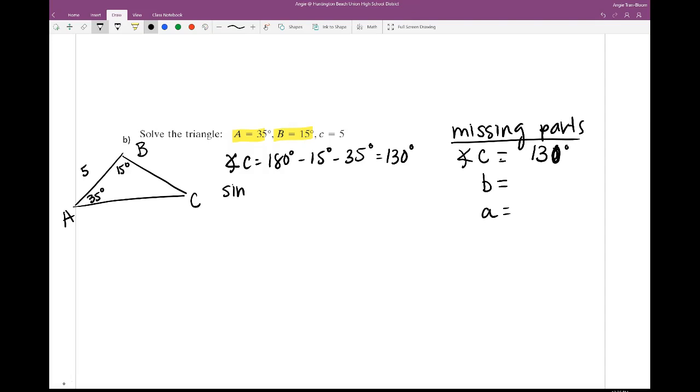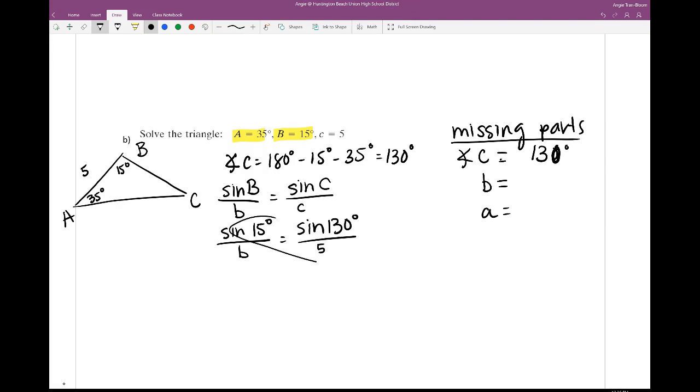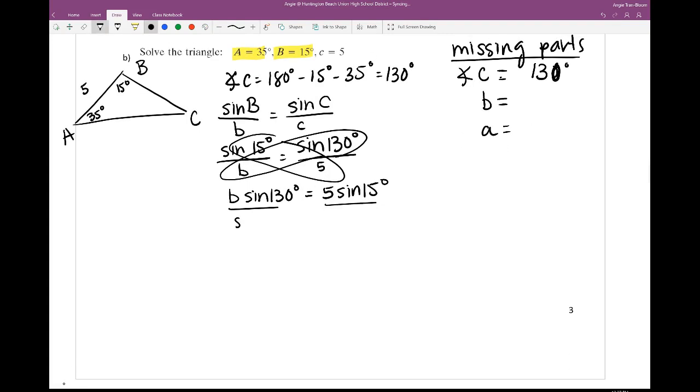So sine of big angle B divided by leg B equals sine of angle C, which I just found, over leg C. So sine of 15 degrees over B, which is unknown, equals sine of 130 degrees over 5. We are going to cross multiply. This gives B times sine of 130 degrees equals 5 times sine of 15 degrees. Divide both sides by sine of 130 degrees.